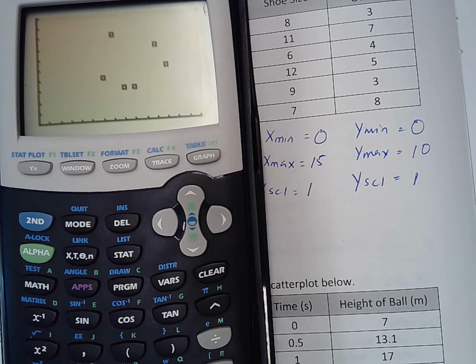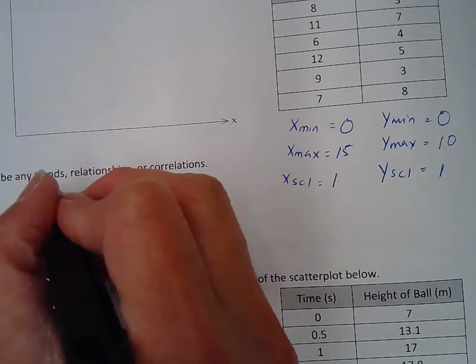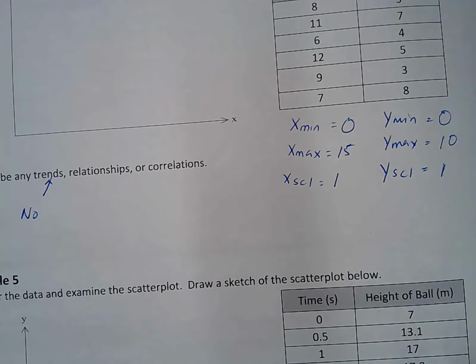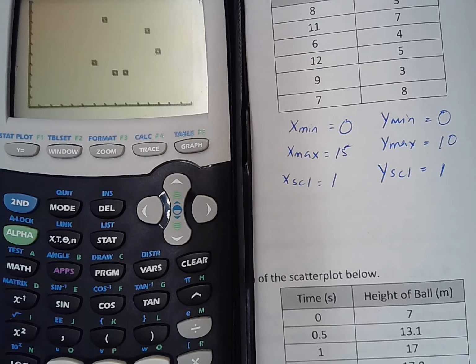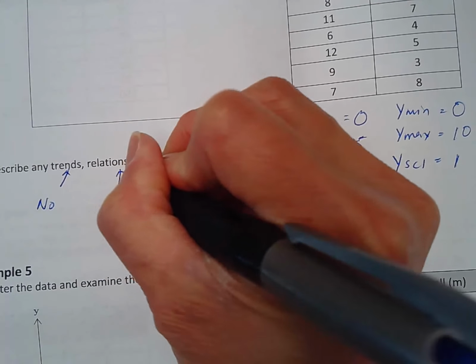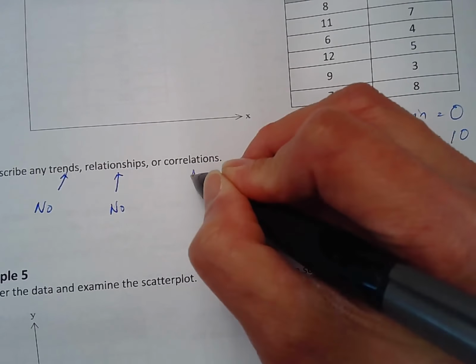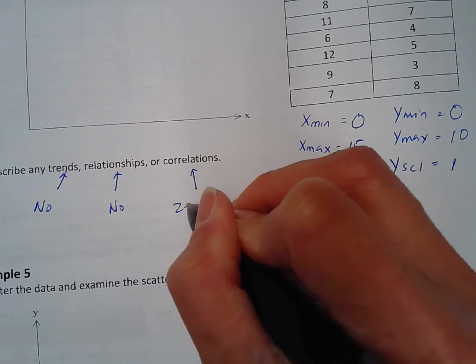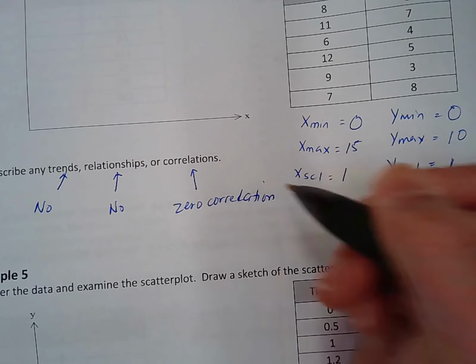Now let's take a look at the trend for this one. Is there a trend? Is there a relationship between those two? Any correlation? No trend, because the points are all over the place. It's not going down and it's not going up. It's very scattered. There's no relationship between the X and the Y. And what correlation? Zero correlation. Okay.